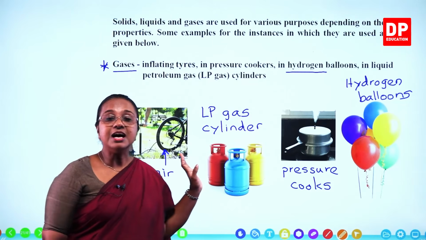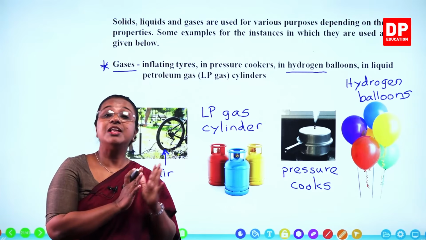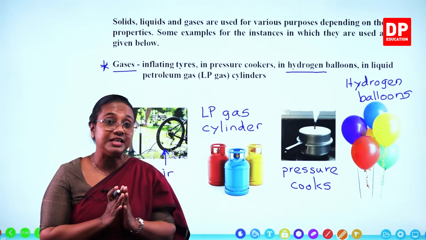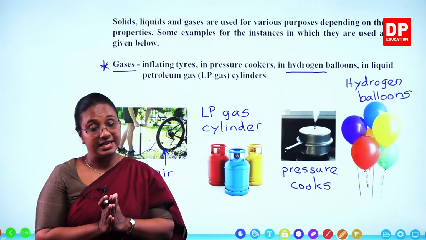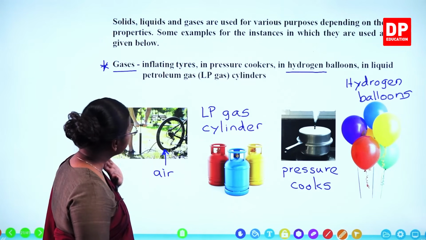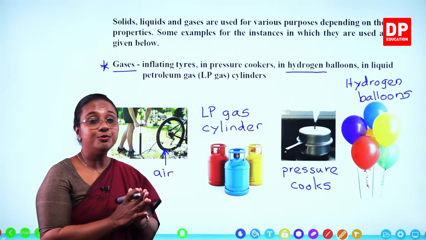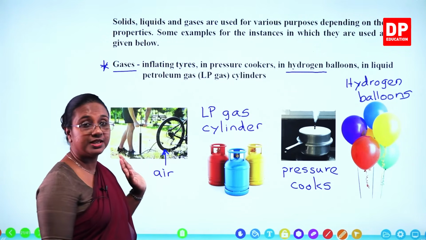So these are different uses of gases. So that is again related to the physical property and particulate nature of gases. So in all these, you can see students, when you fill up the air into the tire, it occupies the full volume and it takes up the shape of the container.